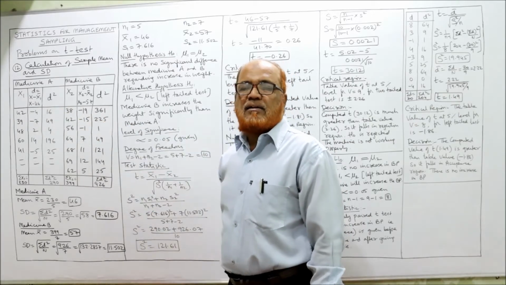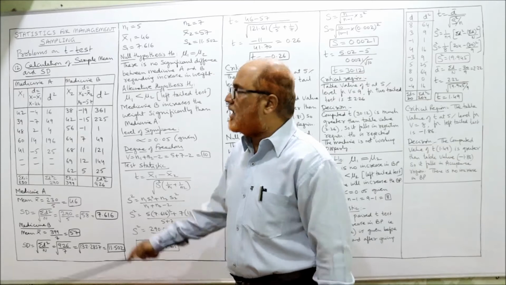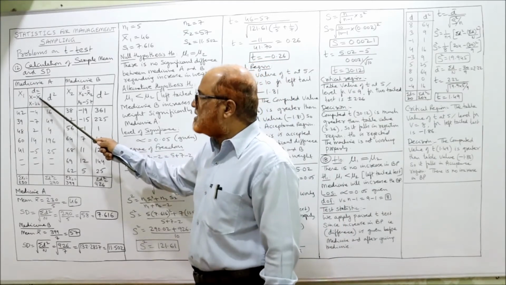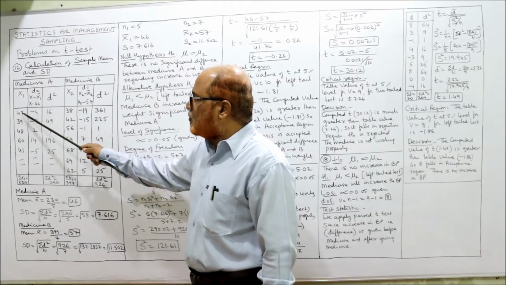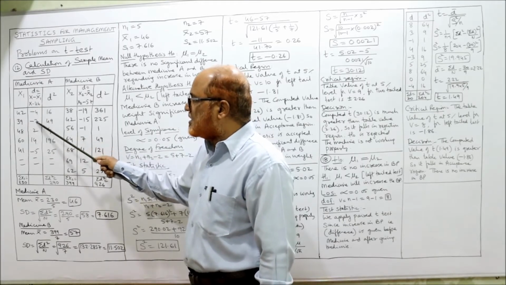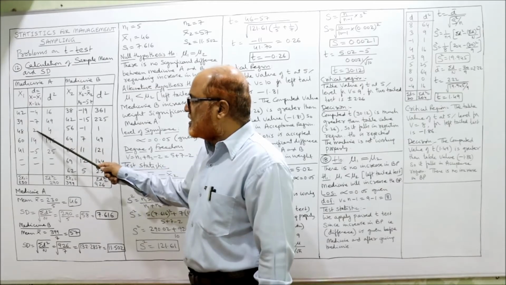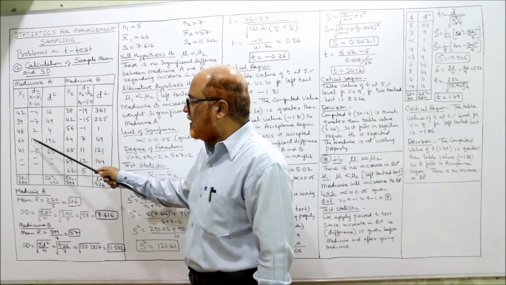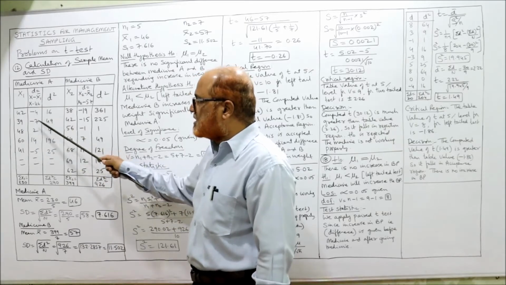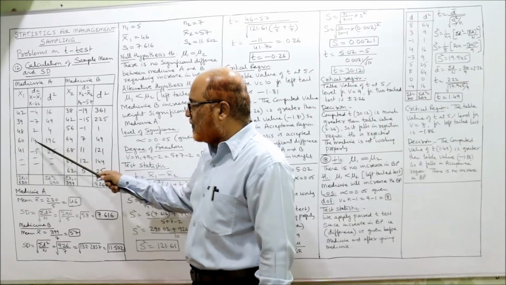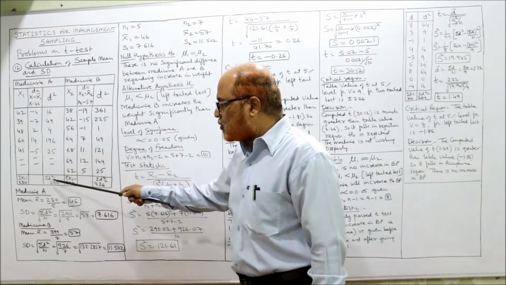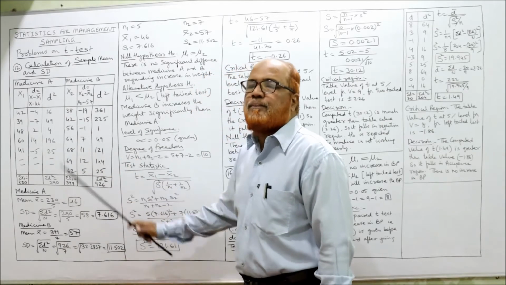Now we calculate D. D is equal to X minus X bar, that is X1 minus X bar 1. So X1 42: 42 minus 46 is minus 4. 39 minus 46 is minus 7. 48 minus 46 is 2. 60 minus 46 is 14. 41 minus 46 is minus 5. Square it. 4 into 4 is 16. 7 into 7 is 49. 2 into 2 is 4. 14 into 14 is 196. 5 into 5 is 25. Take the total, summation D square is 290.